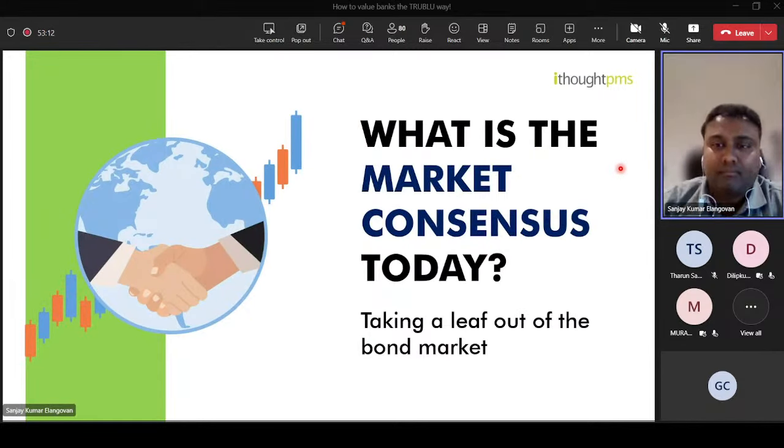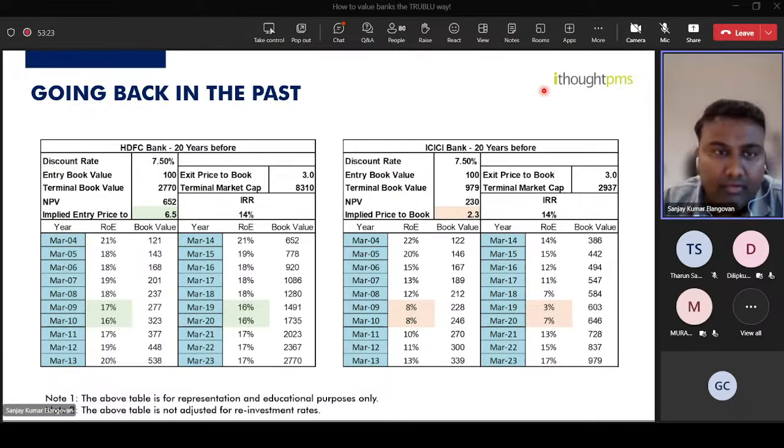So what is the market consensus today? We'll take a leap out of the bond market to explain what the market is saying. Before we look at what the consensus is today, we'll go back in the past to see what could have happened, what you could have done in the past. Okay. So this is how.